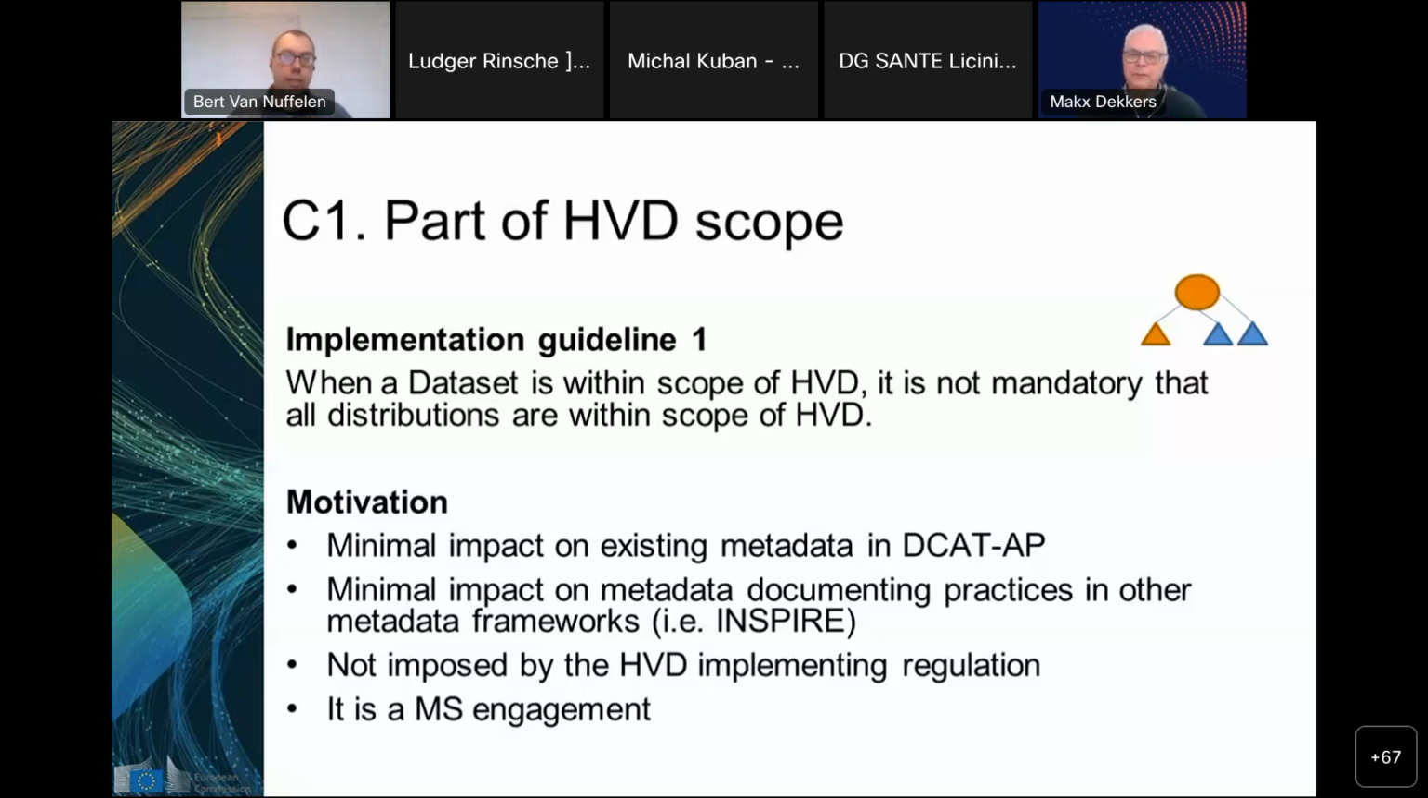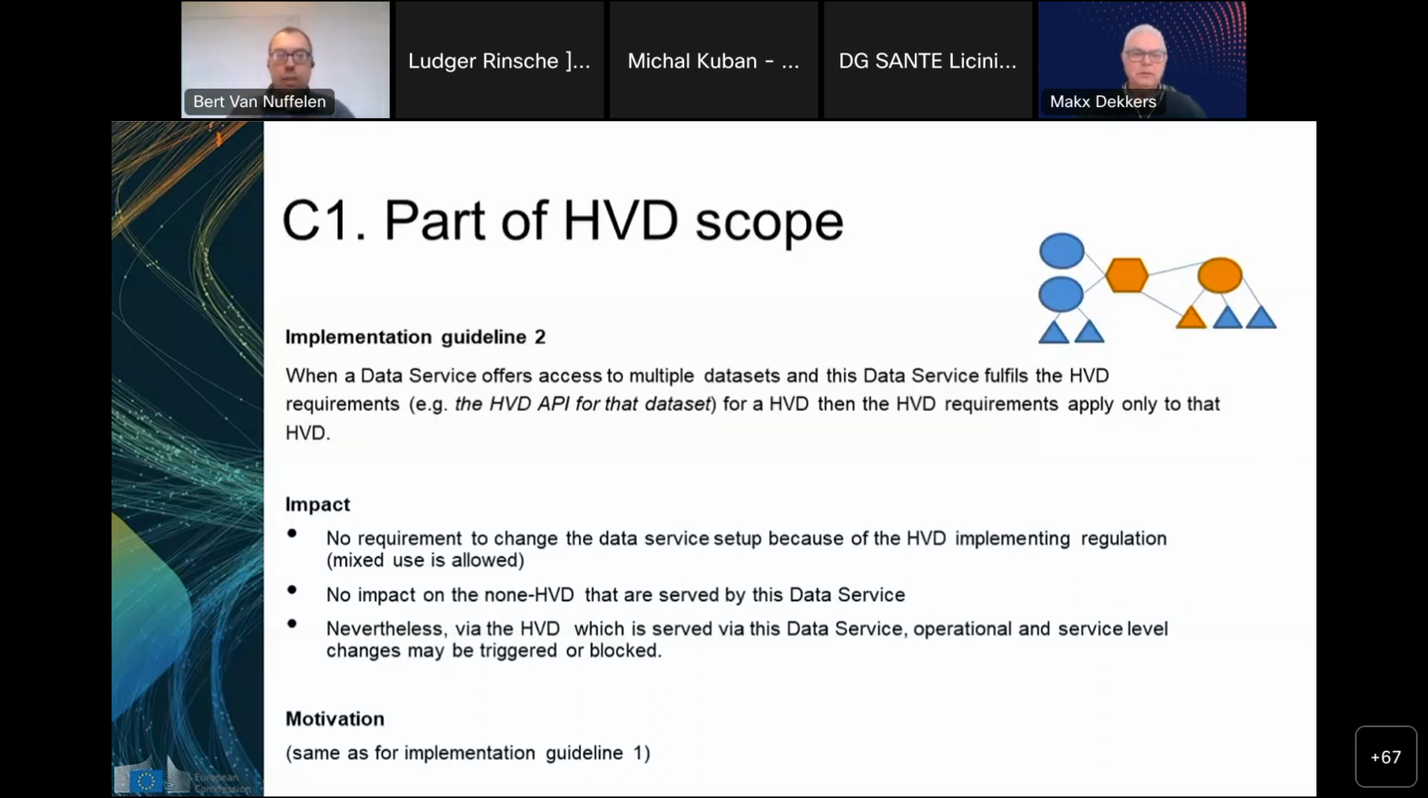Okay, good. Then I switch to the second guideline, which is a variant of it. Of course, it's not only about distributions. We have APIs or data services in the game. And that means the situation is that you have an API associated and identified as one that serves the purpose of the requirement in the high value datasets, to be the API of that high value dataset.